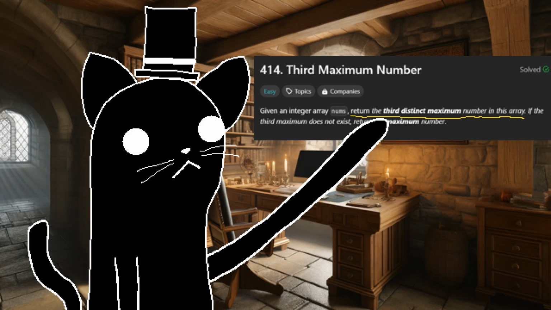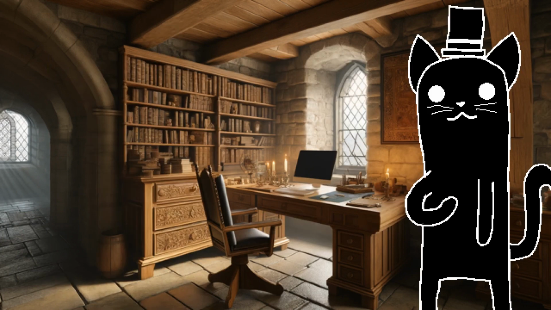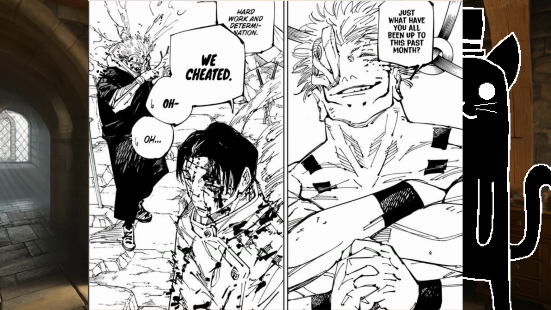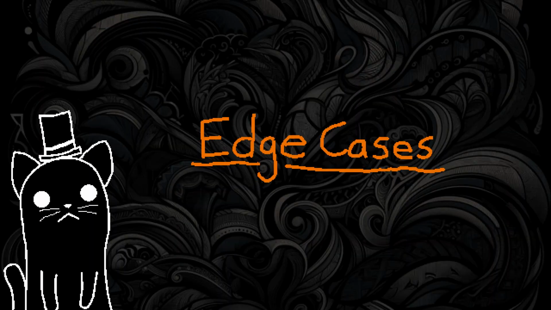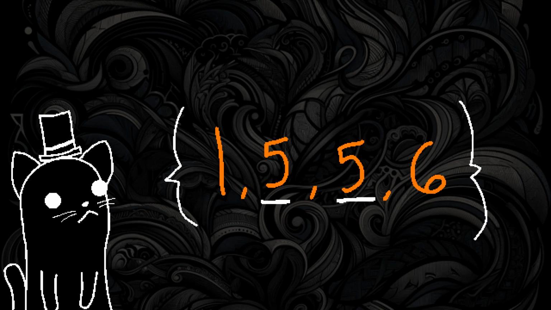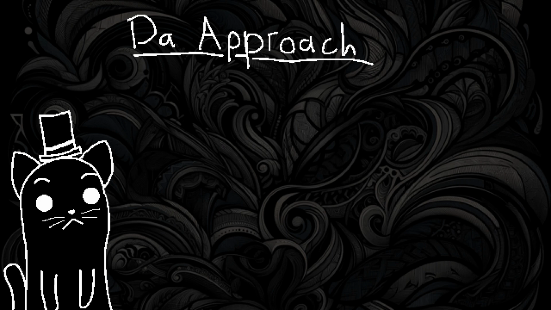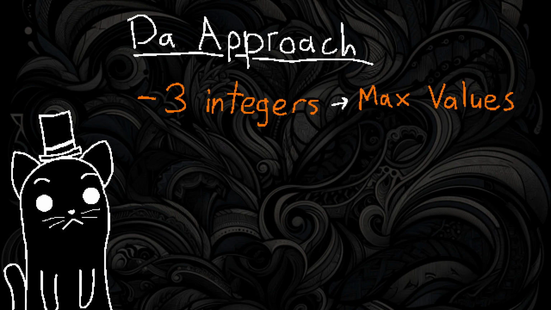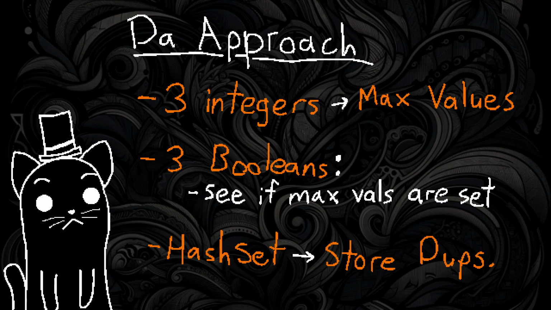We gotta find the third unique max element in an array and return the maximum otherwise. I already solved this problem by cheating, but let's walk through it anyway. First, we'll take a couple of edge cases into consideration. There could be an array with less than 3 integers, there could be arrays with duplicate integers, and arrays with negative numbers. We shall use 3 integers to keep track of max values, 3 booleans to check if those max values have been set, and a hash set to keep track of duplicate values.